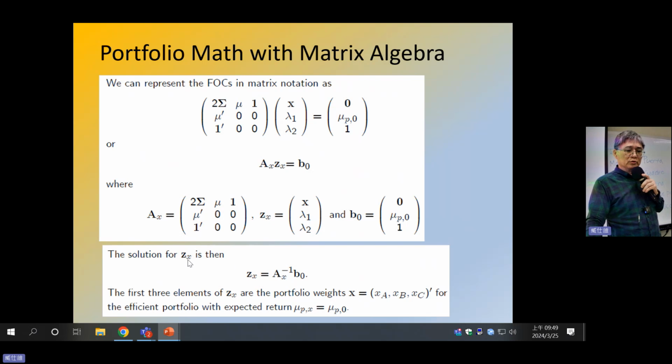So finally, we can just generate the ZX. You can see this formula is very similar to the one in GMVP. We also have an A matrix inverse multiplied by B0. So the formula is the same, nothing special. Even if we can include more formulas, we can do that as well.